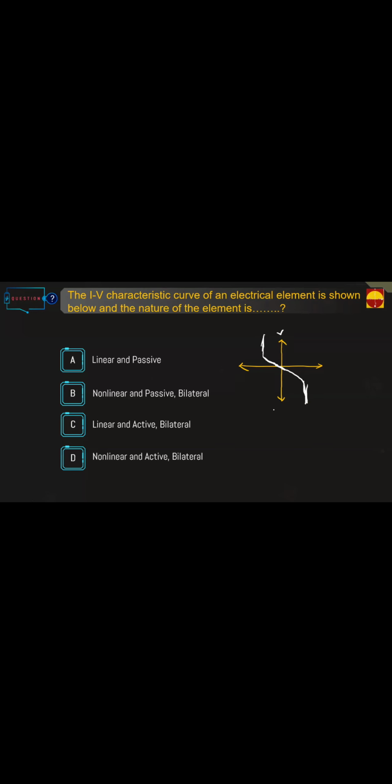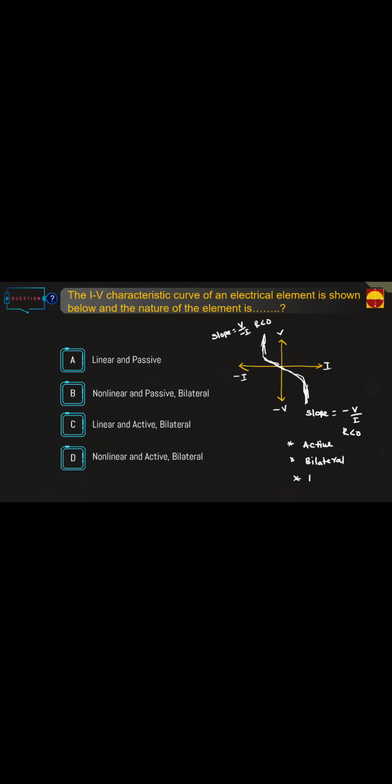This is V, minus V, I, minus I. This side you find the slope. If you find the slope here, V by minus I, R less than 0. This also, slope is minus V by I, R less than 0. That's why it is an active element. It is bilateral. Why? This side characteristics and this side characteristics are the same. That's why it is bilateral.